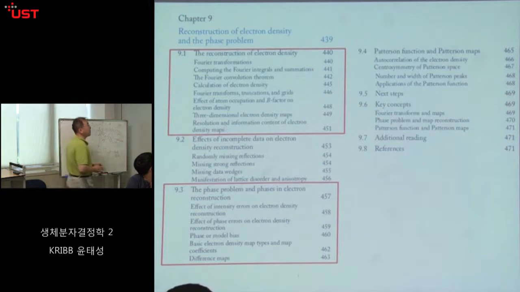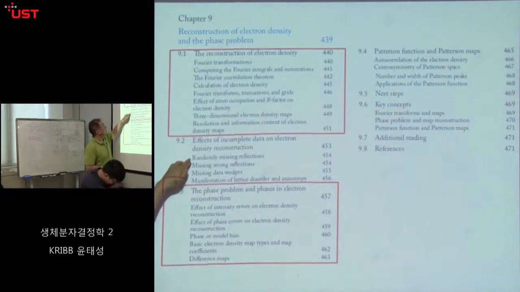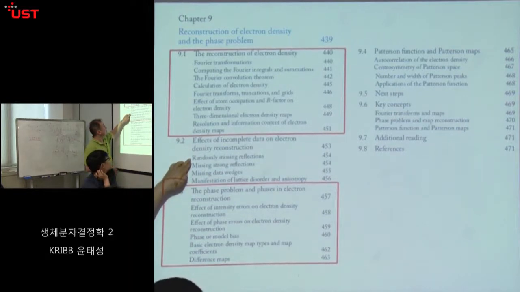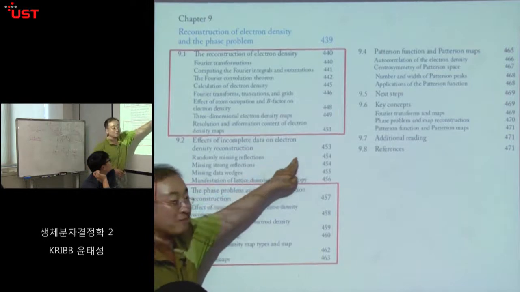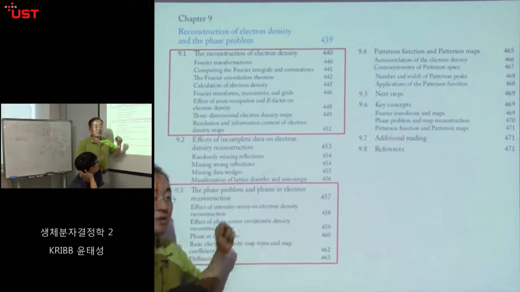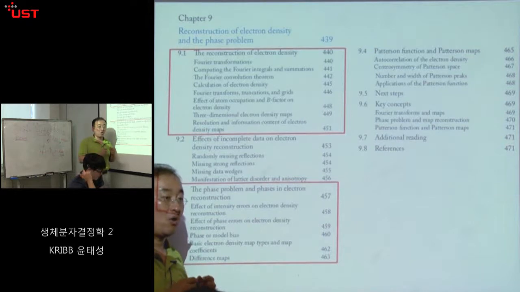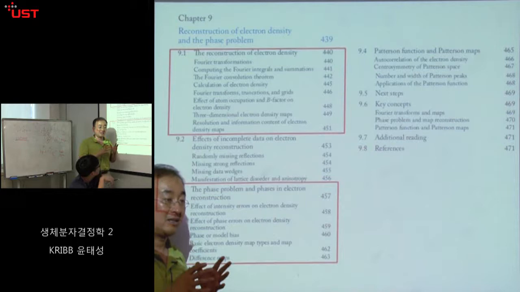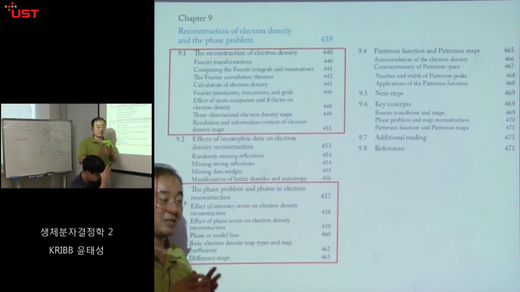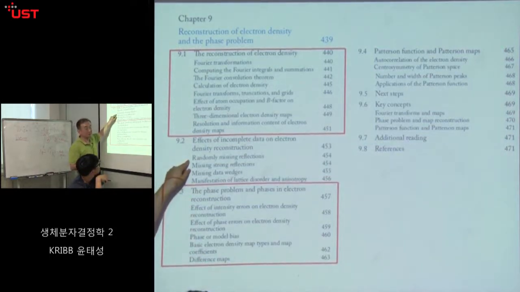Here, effects of incomplete data or missing data. First effect, randomly missing reflections, no effect. Simply it's okay. That's the reason why we can have R working value and R free value. Actually, we are omitting 5% or 10% of data in diffraction to evaluate whether refinement is going well or not. So, randomly missing, no problem.